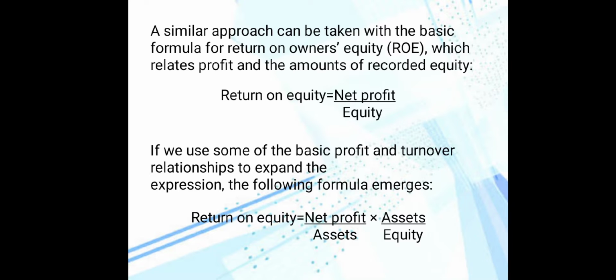A similar approach can be taken with the basic formula for return on owner's equity, or ROE, which relates profit and the amounts of recorded equity. Return on equity equals net profit divided by equity. If you use some of the basic profit and turnover relationships to expand the expression, the following formula emerges. Return on equity equals net profit divided by assets times assets divided by equity.